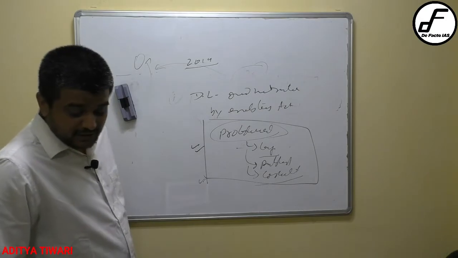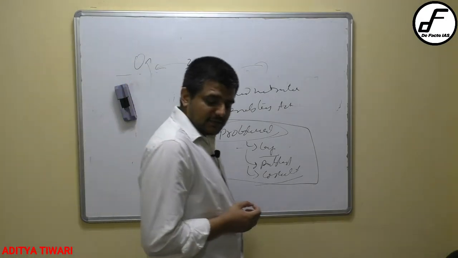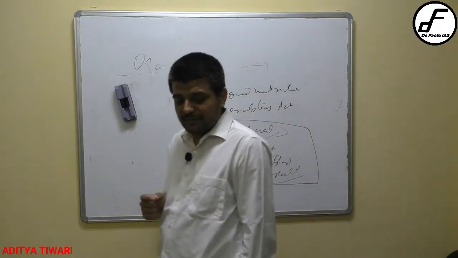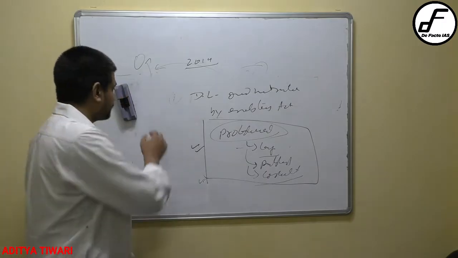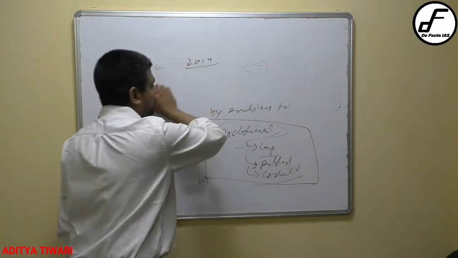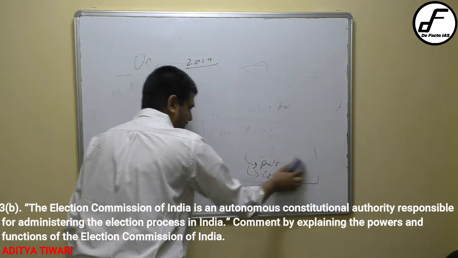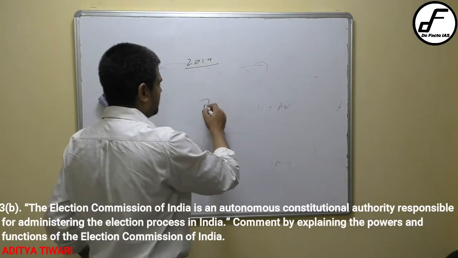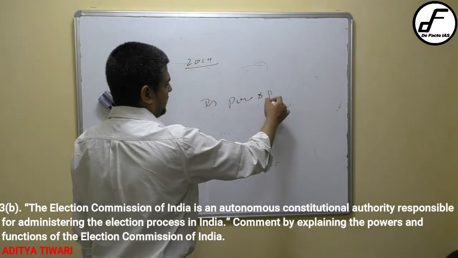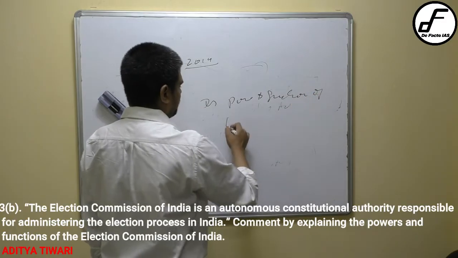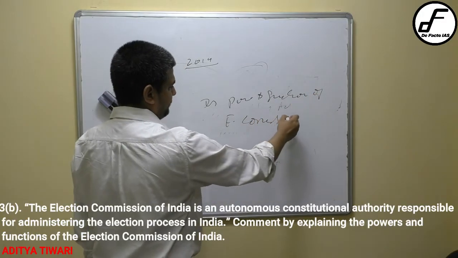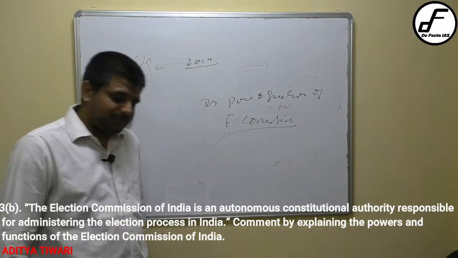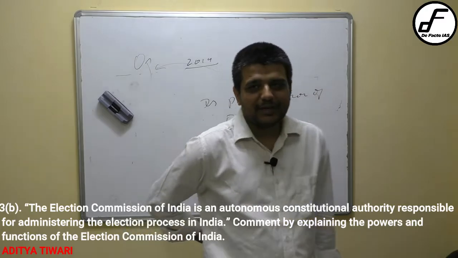Let us see question number 3b. It says, the Election Commission of India is an autonomous constitutional authority responsible for administering the election process of India. An autonomous body responsible for the election process in India. In light of this statement, discuss the power and function of the Election Commission. Power and function is there, yes. Now, what actually do you have to do here?